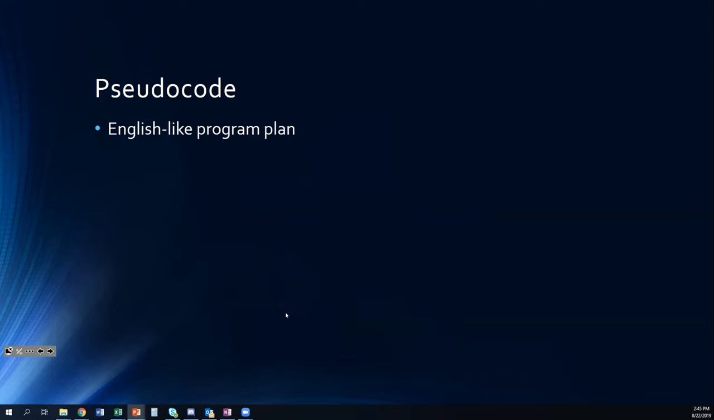We're going to start with looking at pseudocode. Pseudocode is not real code, it's pseudo. And pseudo is something that's not quite real, but it looks realish. So pseudocode is basically English-like so that we can share it with each other. And it's just a plan of what the steps of our program are going to be.